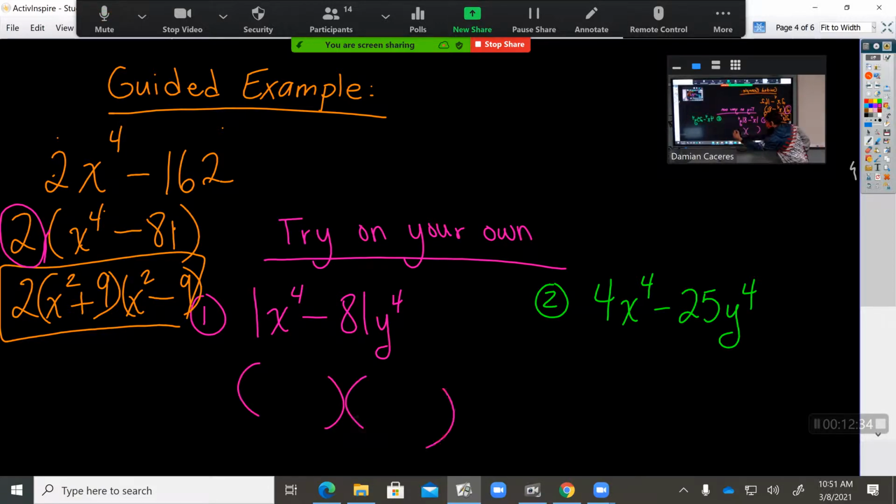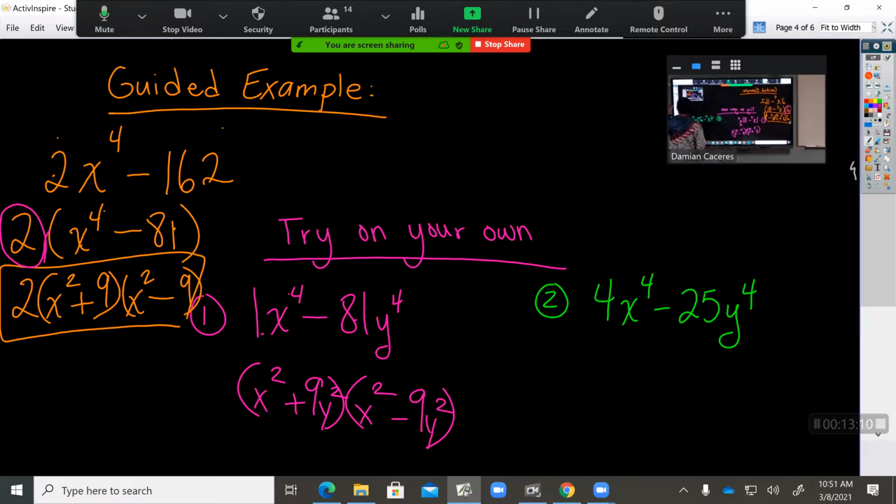Two parentheses, break down the first and last number. X to the fourth can be broken down to x to the second times x to the second. Now go to the last number. 81 y to the fourth is 9y to the second times 9y to the second. And now make sure the signs are different. So far, so good.